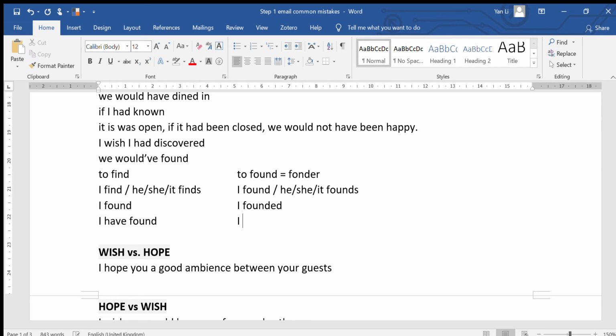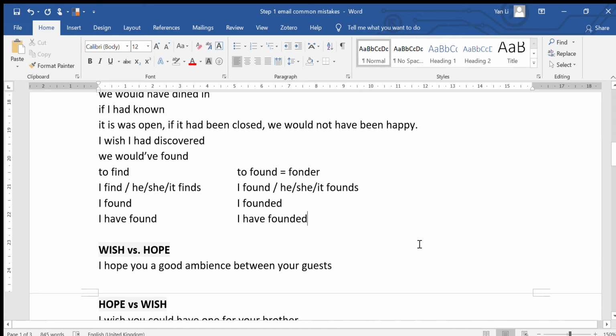Past participle, I have founded. Okay, so please be aware that English has a bunch of homophones, fewer than French, but still they are there. And just because a verb sounds like another verb doesn't mean that that's necessarily it. Please do check your verb conjugations.